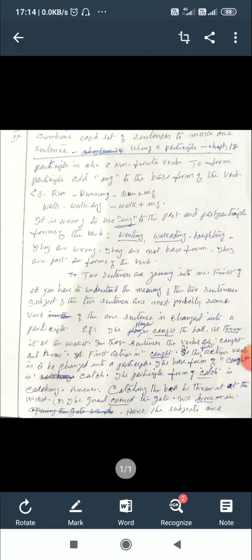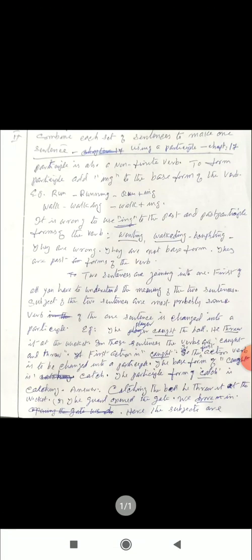First of all, participle is a non-finite verb. It is also called the ing form of the verb. To get a participle, we have to add ing to the base form of the verb. Eat is a base form. Eat plus ing, eating. Eating is a present participle.